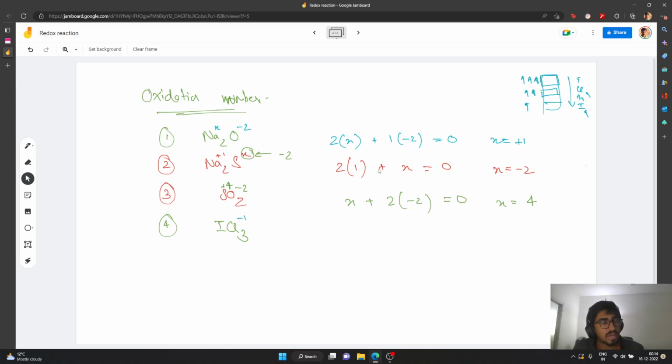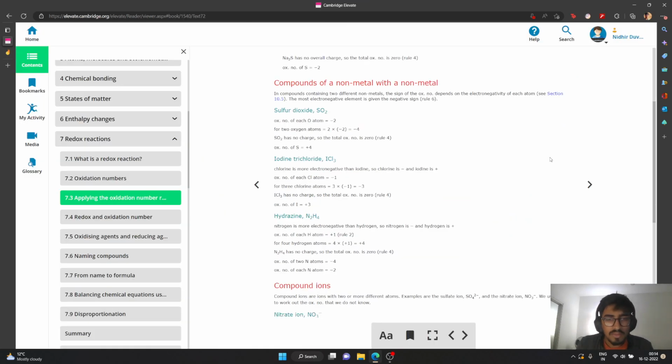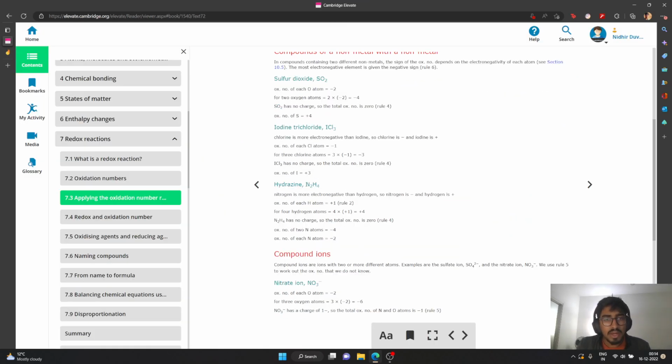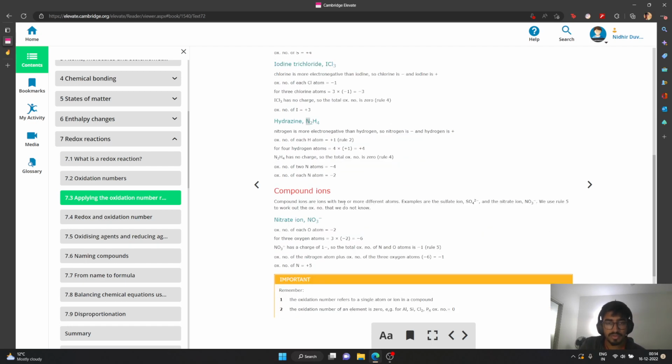And then let's try to figure out what it is for iodine. Take a guess. Right. So it should be +3. Right. So now we have a rough idea about how to find it. In hydrazine, again, now this is complicated, but you must assume that hydrogen has +1. So nitrogen you will get as -2. Okay. So this is fair enough.